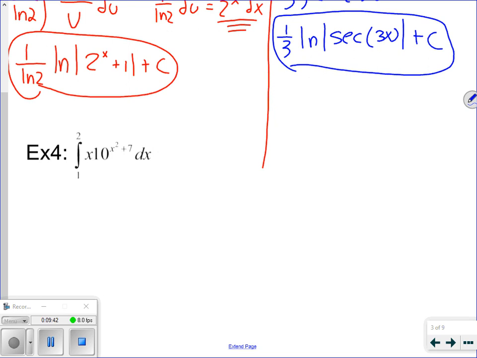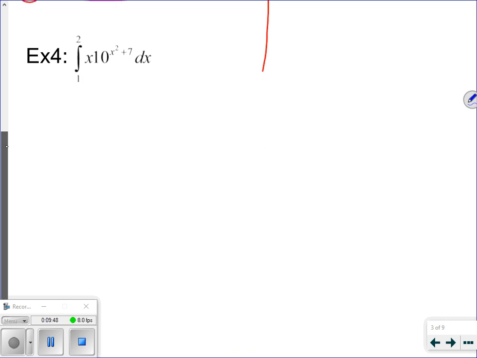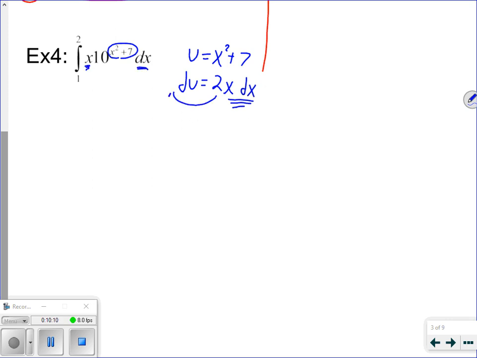All right, example 4. Example 4 is a definite integral, so you better believe I'm going to be doing some u-bounds. I love my u-bounds. It looks kind of crazy, but the inner function here is x squared plus 7, which makes du 2x dx. I have the x and the dx, so I'm going to bring the 2 out as a 1/2.